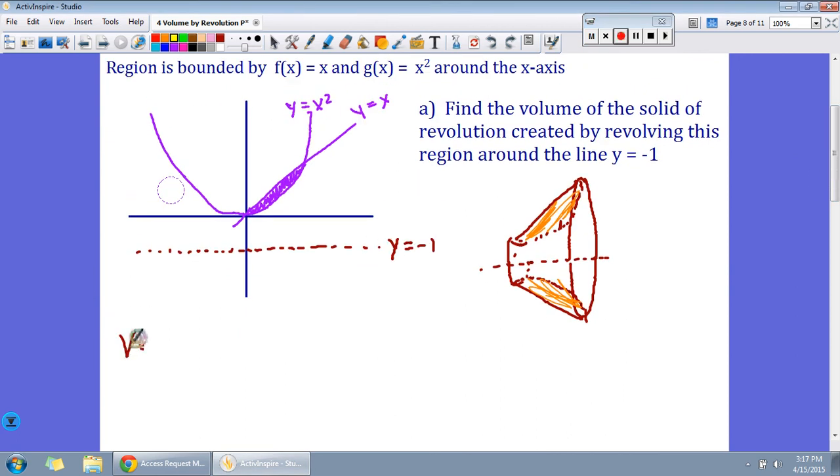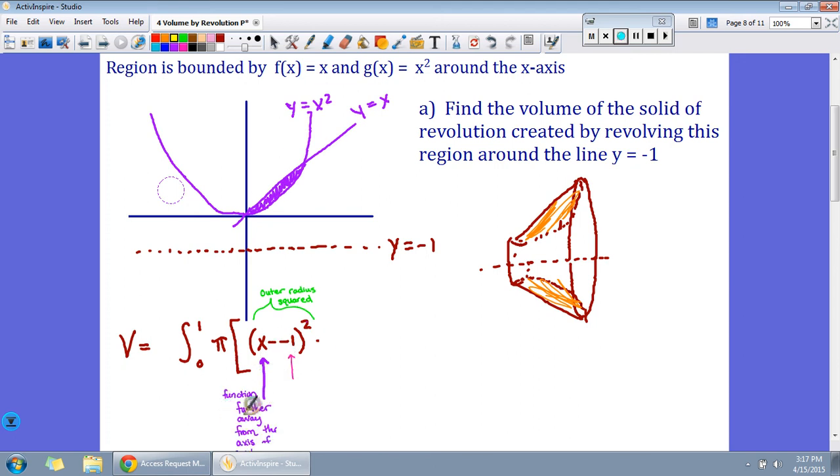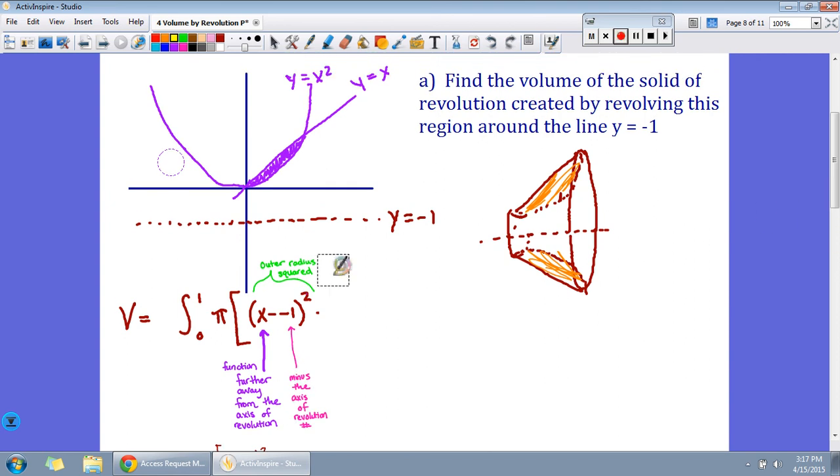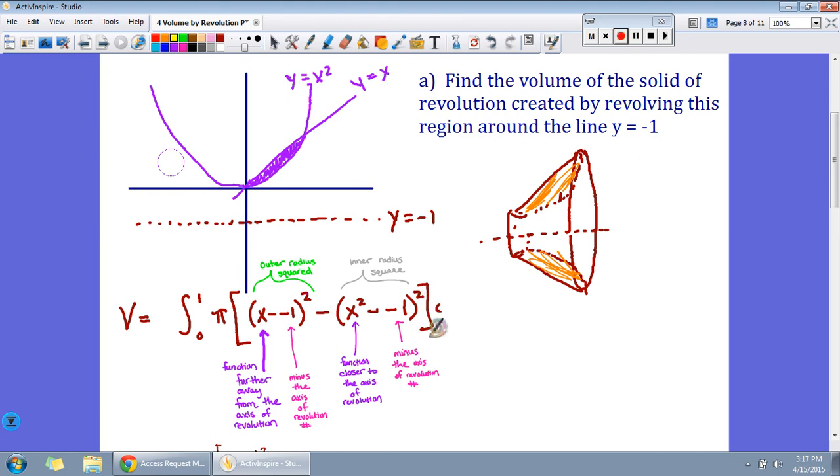So our volume equation is going to be the integral from 0 to 1, because those are our two intersection points. And then we're going to have pi times the outer radius squared, which is going to be x minus the axis of revolution, -1. And then we're going to have minus the inner function, x squared, minus the axis of revolution, -1.